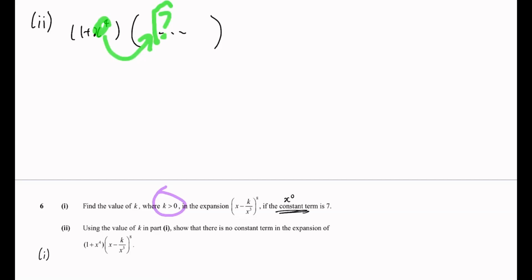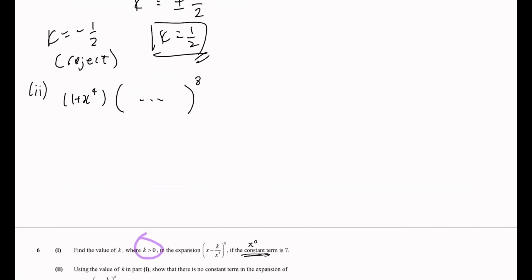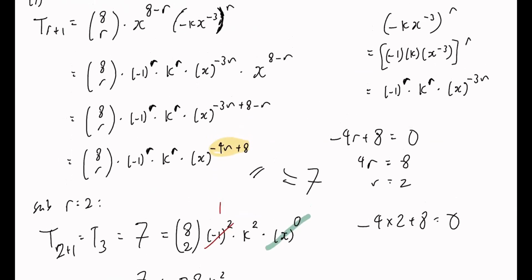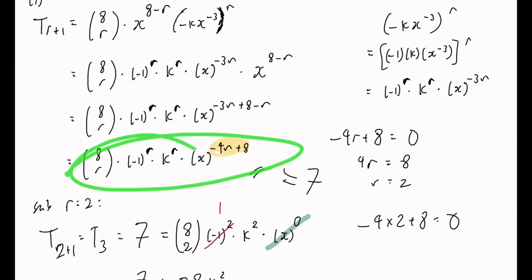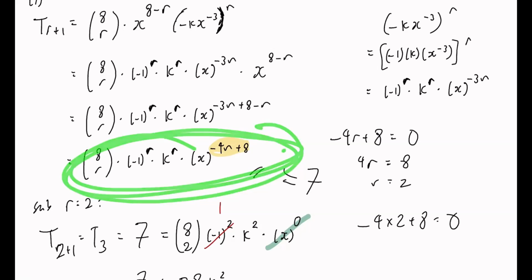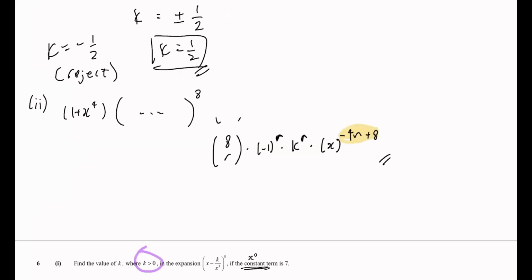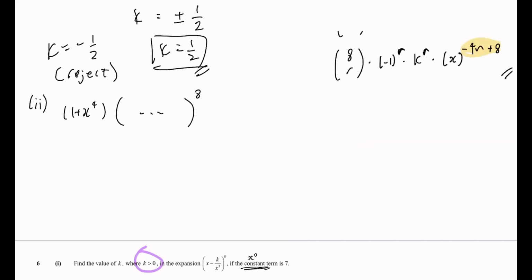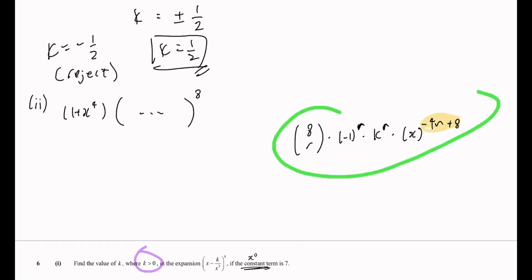And how do you represent any certain generic term inside? What I'm really asking you to do here is find the r+1 formula for this expansion, x minus k over x cubed, power 8. And we have already found that, right? So it's just this expression: 8 choose r times -1 power r times k power r times x power -4r plus 8. Then we can just paste it here. Okay, this is the r+1 formula.